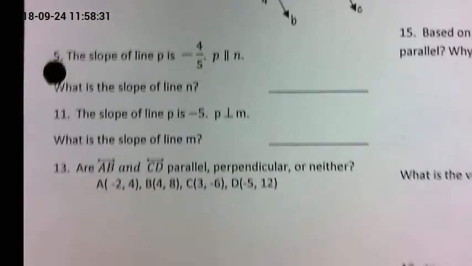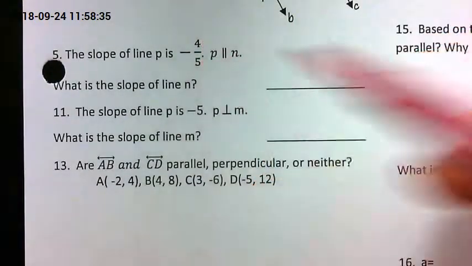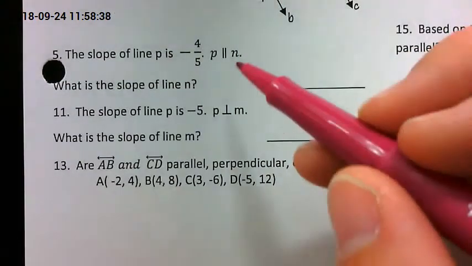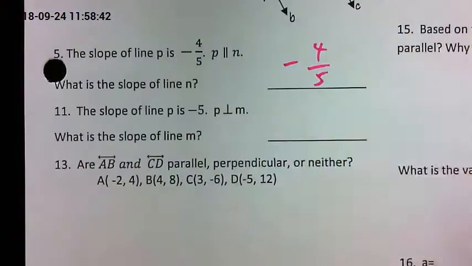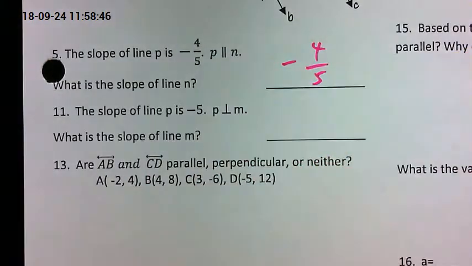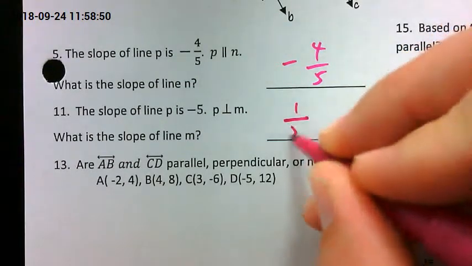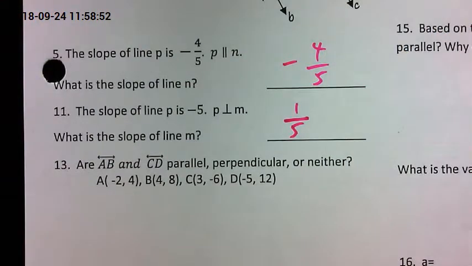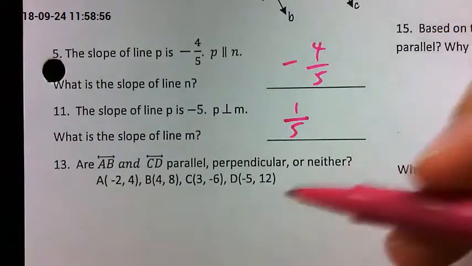All right, let's zoom back in here. Number 5, the slope of the line is negative 4/5. What's the slope of a line that's parallel to it? So it's the same. The slope of the line is negative 4/5. What is the slope of the perpendicular line? 5/4. Again, for that one, opposite reciprocal, so you have to change the sign and flip it.